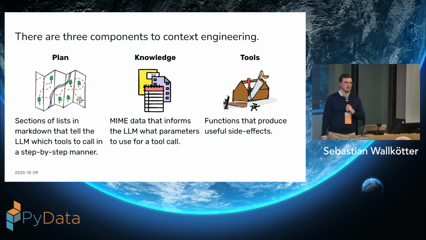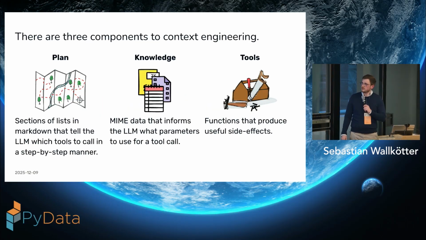How do you do that for LLMs? You need three pieces. You need a plan for what you want to do. You need the knowledge on how it should be done, and you need the tools to get the job done. And those are the three pieces that you need to define.